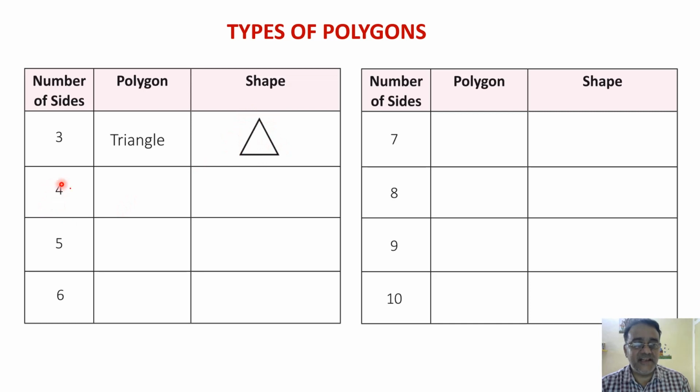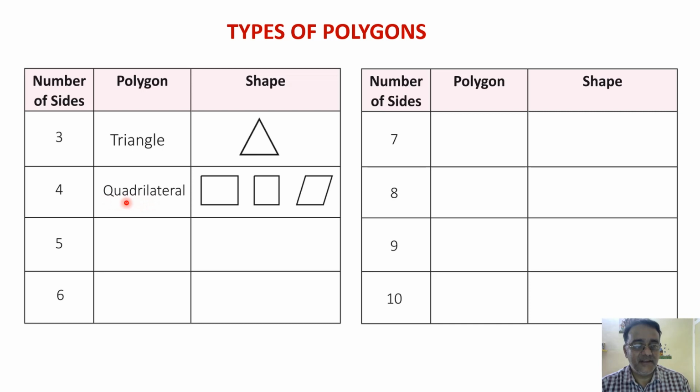If four sides are there, that polygon is called a quadrilateral. These are the different types of quadrilateral. Quadrilateral means four-sided. Here it is written, number of sides 4. Quad means 4.